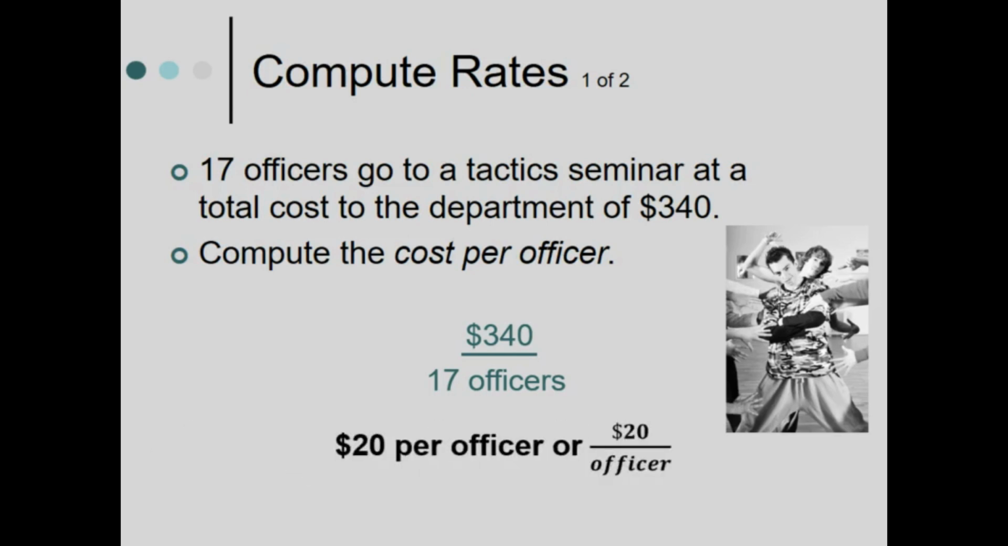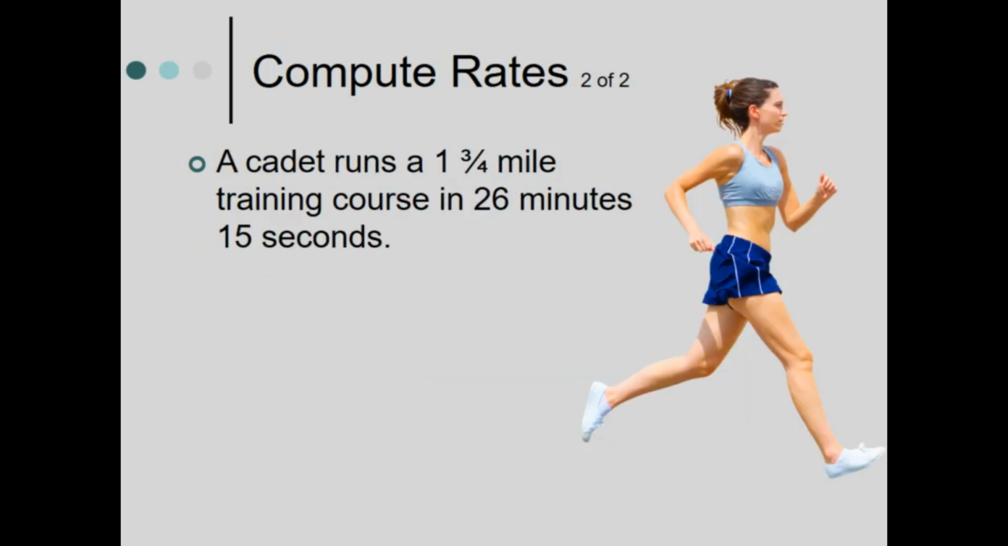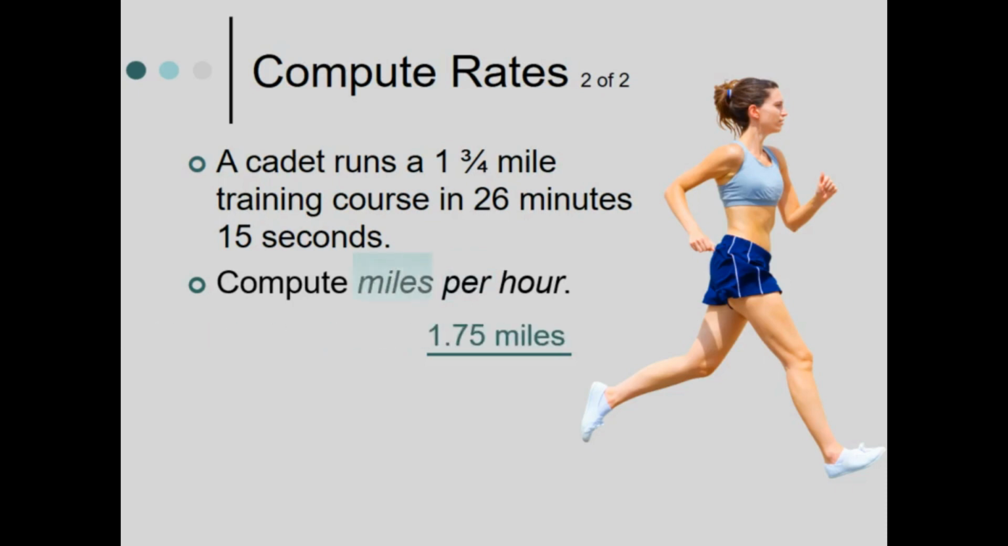In this next example, we have that a cadet runs a 1 3/4 mile training course in 26 minutes, 15 seconds. It's asking us to compute the miles per hour. The "per" is the indication of our rate, or fraction. We can see the mile information, and expressing this as a decimal, we'll put 1.75 in place of the mixed fraction.